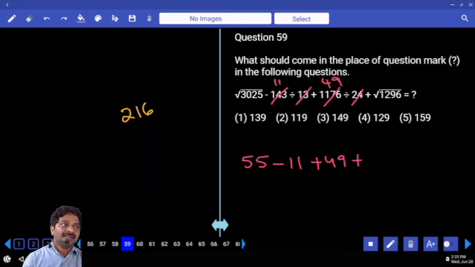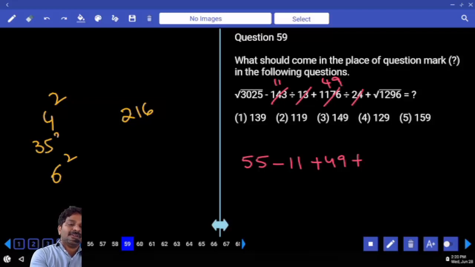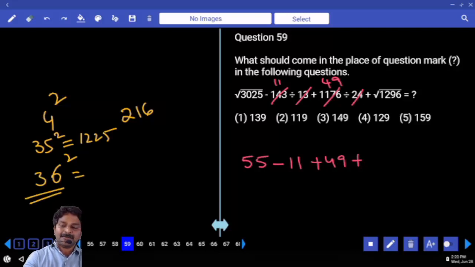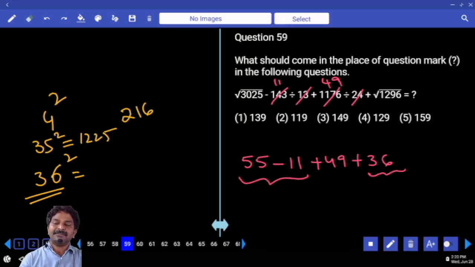36 square. That is ending with 6, so it has to be either 4 square or 6 square. Between those, we'll identify 35 square, which is 1225. Our number is more than that, hence it has to be 36. How much is this value? 44 plus 36. Round figure 80. 80 plus 49, 129.